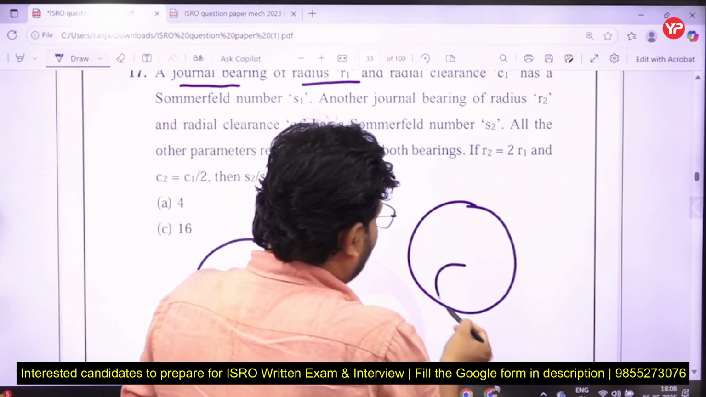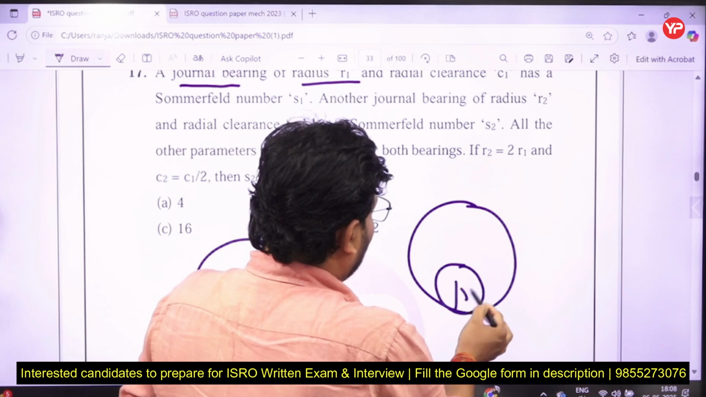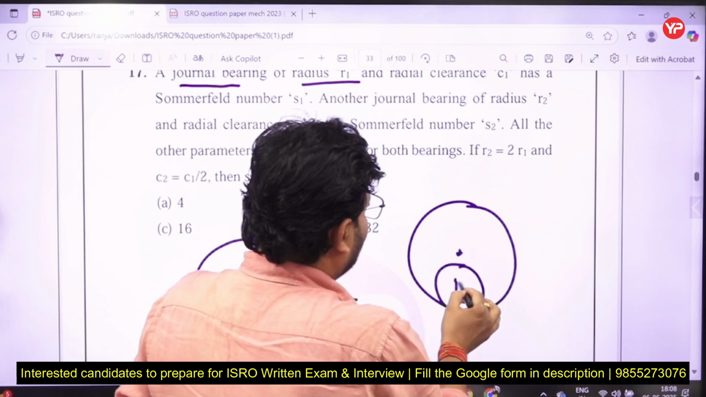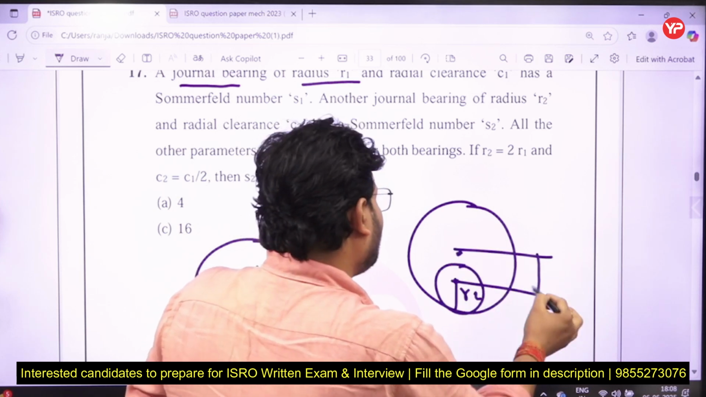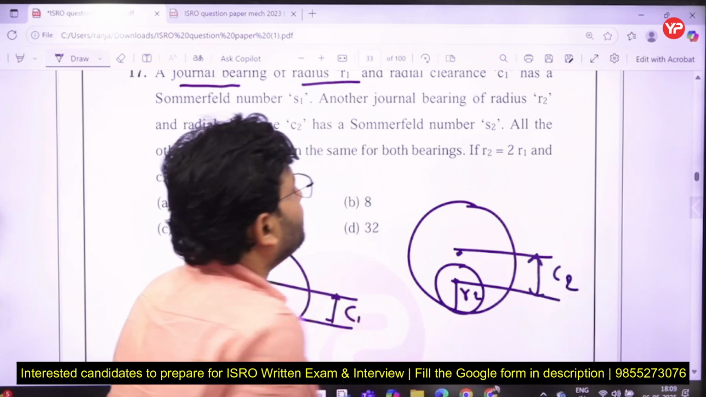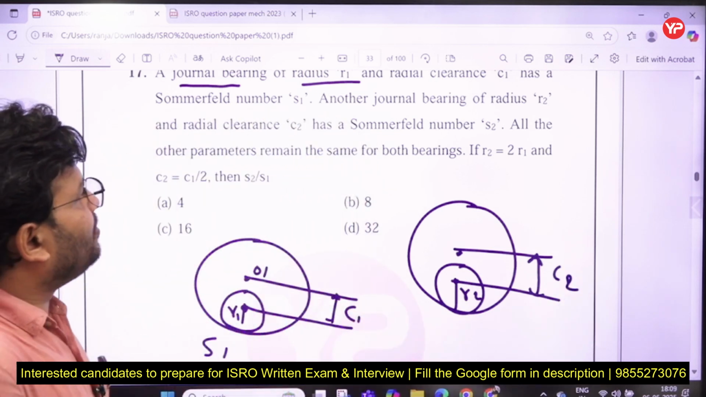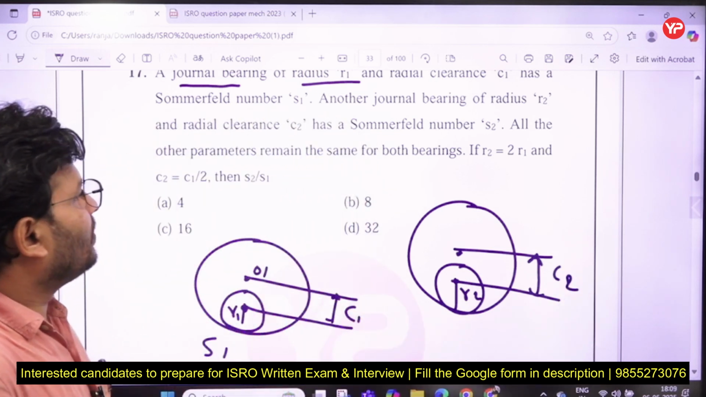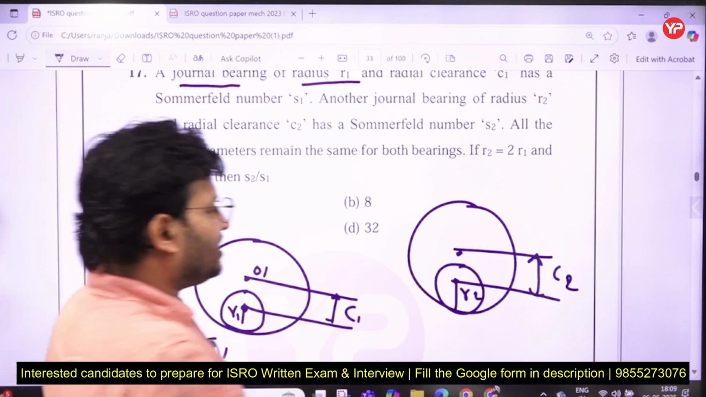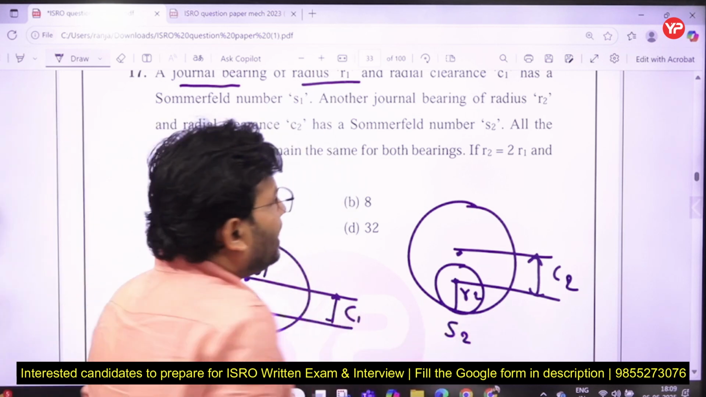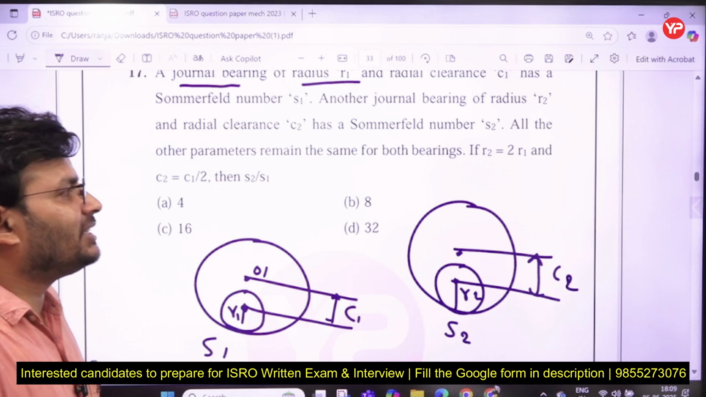Now this is the bearing. Its radius is r2, and let's assume this is the center. Its clearance is given in the question as c2. Another journal bearing of radius r2 and clearance c2 has a Sommerfeld number S2. All other parameters remain the same for both bearings.